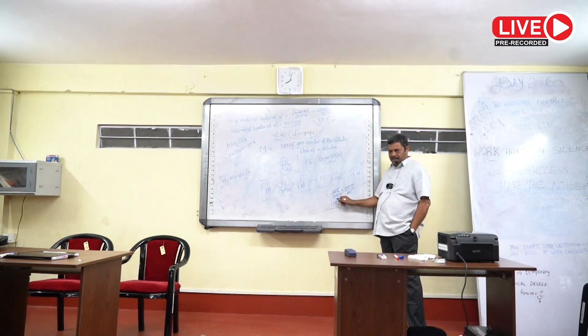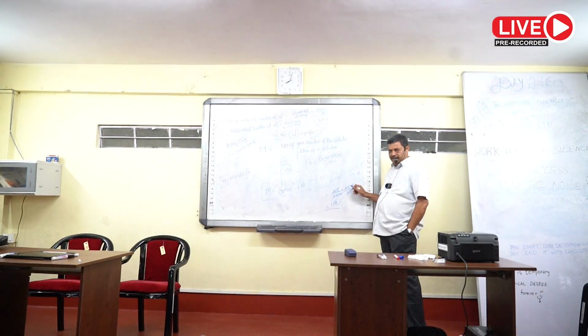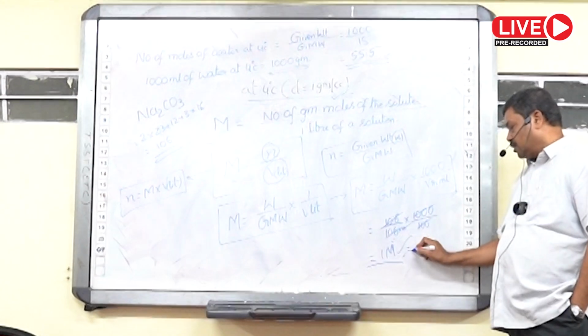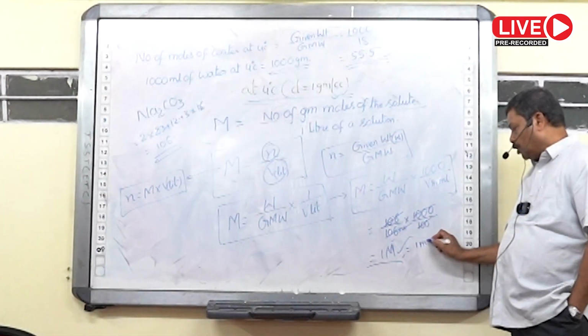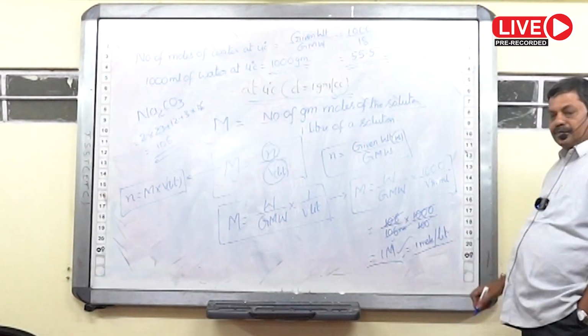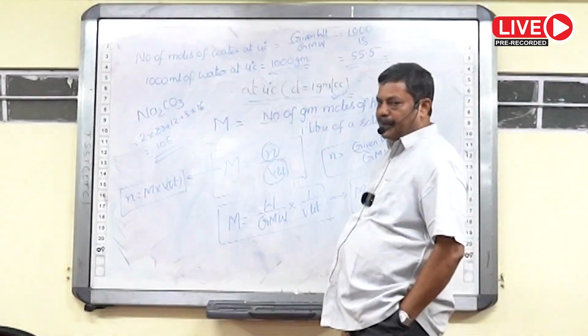10.6 by 106 into 1000 by 100. If you simplify, you get 1 molar, or 1 mole per liter. You can use capital M.